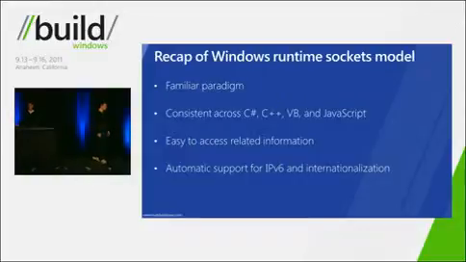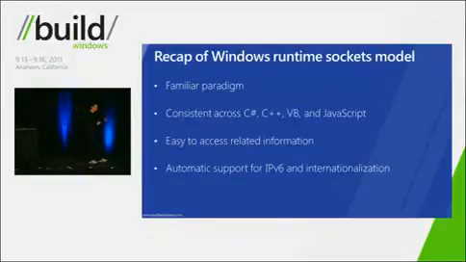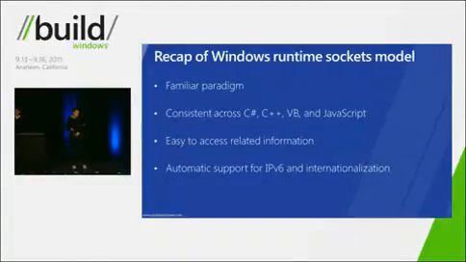Okay, so let's recap what we've talked about so far. The paradigm is still the same things that you're familiar with: open a socket, connect, accept, bind, and that kind of stuff are all there, except for the names, now it's connect async and so on. So it all uses the async model. It's the same familiar paradigm. It's still the BSD sockets model, but with a syntax that's tailored to the Windows runtime. It's consistent across all the languages, and it's easy to access the various information, to navigate from connected sockets down through that rich set of information. And finally, there's automatic support for complicated topics like IPv6 and internationalization.